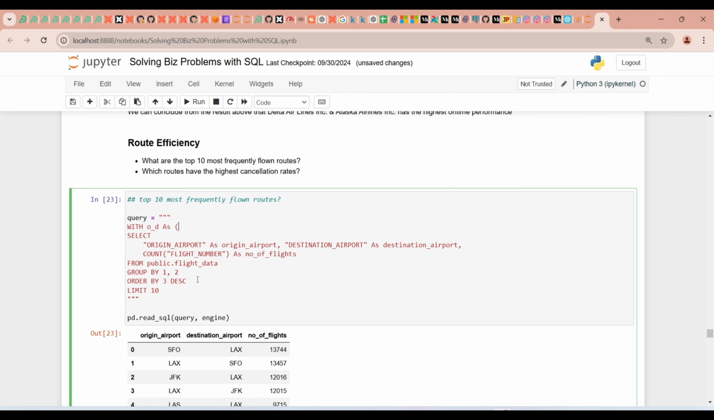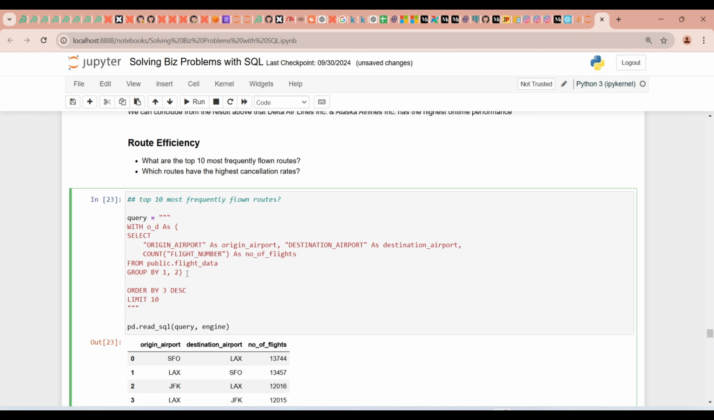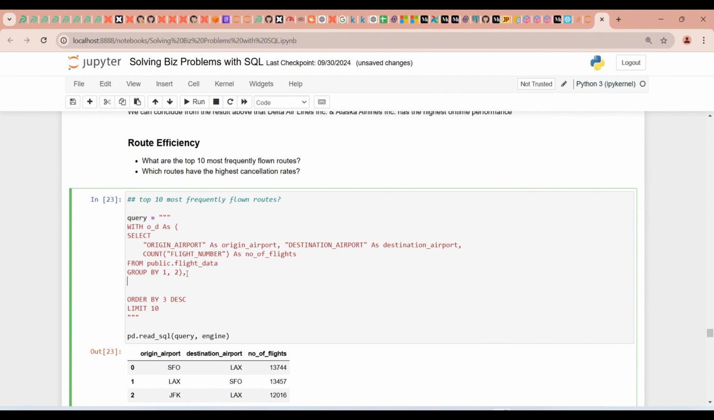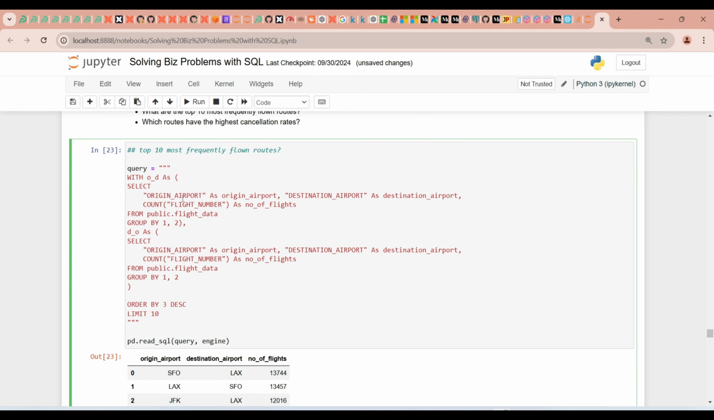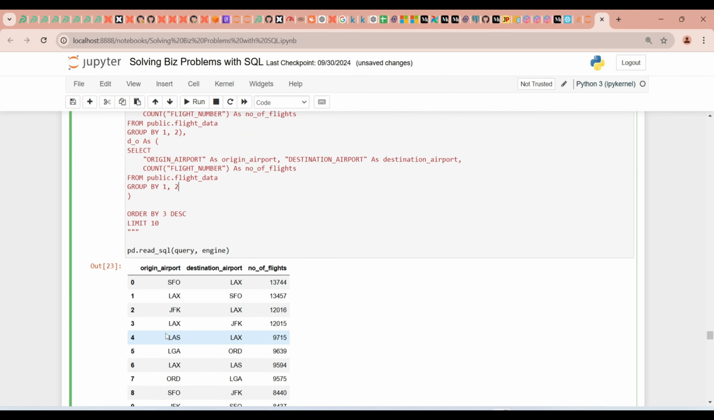This is going to be 1. And from destination to origin, that's going to be another 1. So let me copy this and paste it here, and I'm just going to switch, right? So I'm just using origin to destination. Then SFO LAX is top, and even LAX SFO is also second. By the time I add it up, you can see that the number is right.